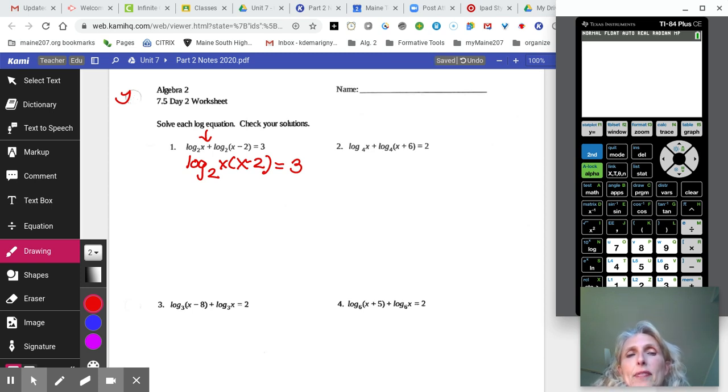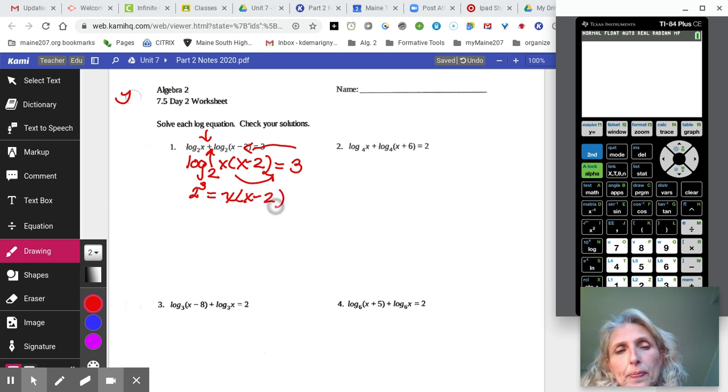So now I have it written as a single log. I can transform it from a logarithmic to an exponential equation. So what I'm going to do is I'm going to bring the 2 up. I'm going to move the 3 over to become its exponent, and I'm going to move this x times x minus 2 to the other side. So what I have is 2 to the third is equal to x times x minus 2.